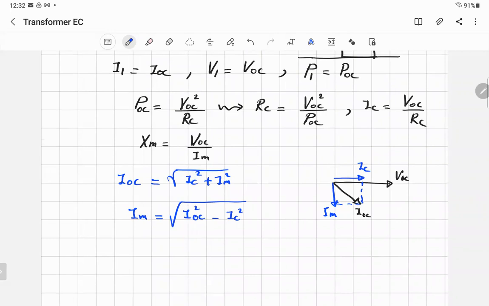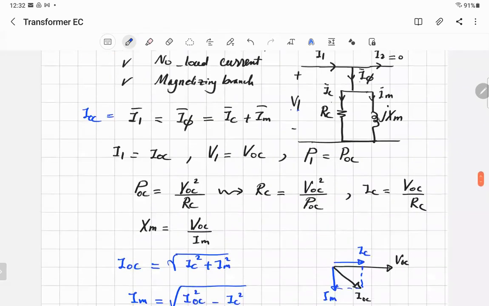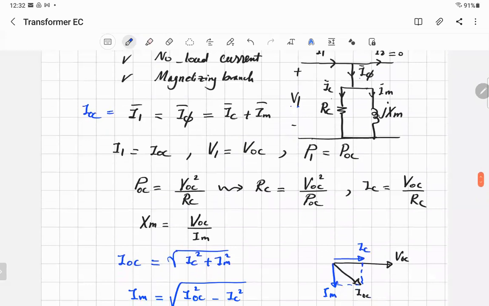So now by this test, what did you get? You got RC, which represents the core loss. You got XM, the reactance, which is responsible for the mutual flux in the core. That's what you need. You also got the no load current, which is I open circuit. You measure it. That will give you an idea how much current flows when we don't have load.